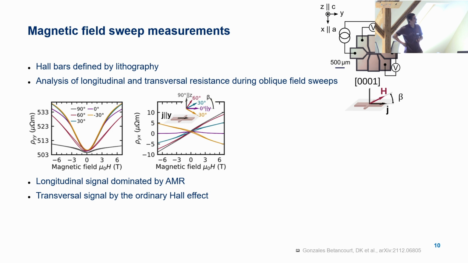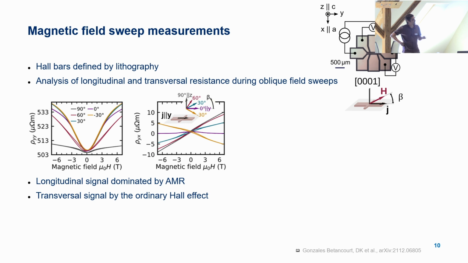While we start to apply this field, the Néel vector can sort of reorient, and therefore we can see anisotropic magnetic resistance. The transversal data is what we are interested in when we look for the anomalous Hall effect. They're actually dominated, because we have an out-of-plane field component, by the ordinary Hall effect. However, when you look in the center, you see there's some sort of opening.